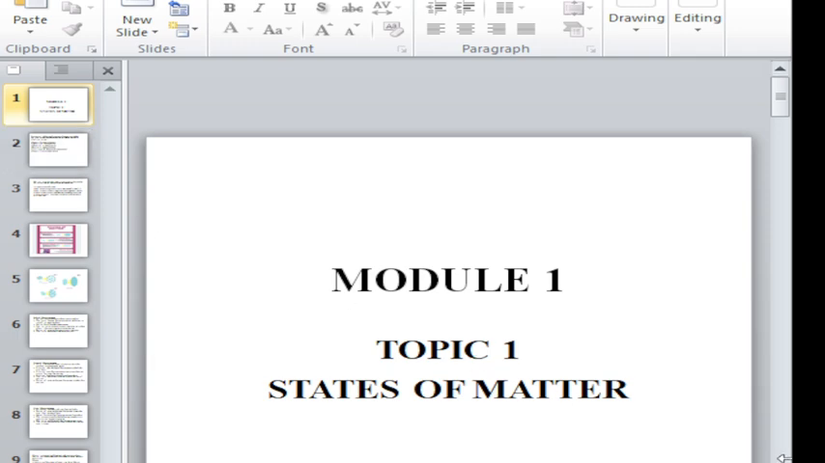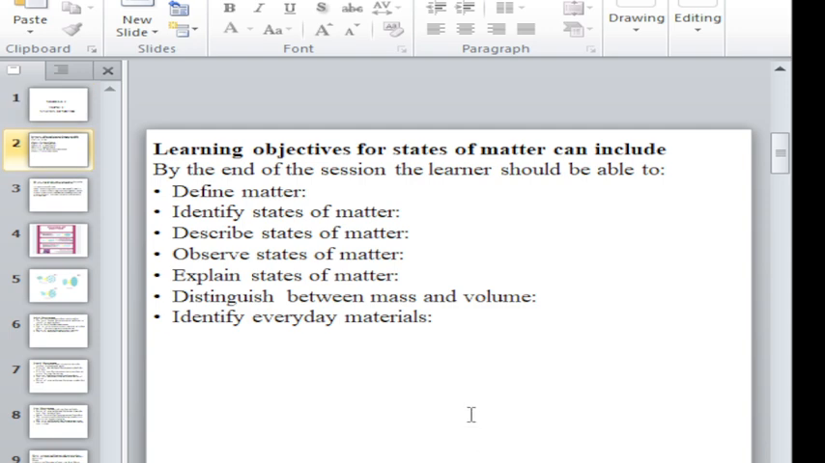Our learning objectives will be, by the end of the session, you're supposed to be able to define matter, identify states of matter, describe states of matter, observe states of matter, explain states of matter, distinguish between mass and volume, and finally identify everyday materials.